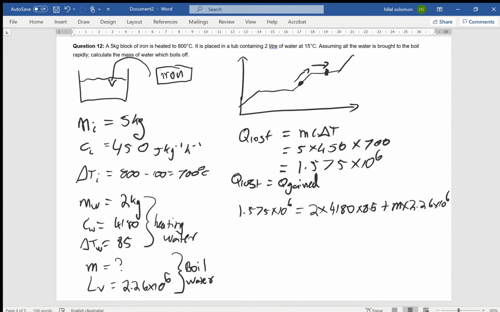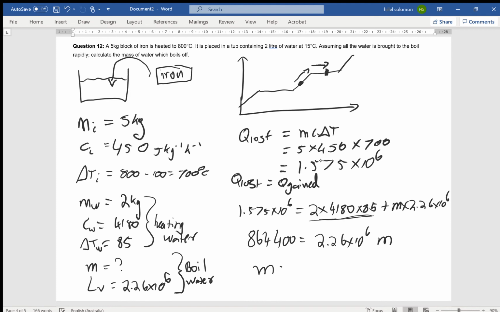That means that we can take this stuff here and move it over to the other side of the equation by subtracting it. So 1.575 times 10 to the 6, we're going to take away 2 times 4180 times 85, and we're going to get 864,400. So we get that 864,400 is equal to 2.26 times 10 to the 6 times m.